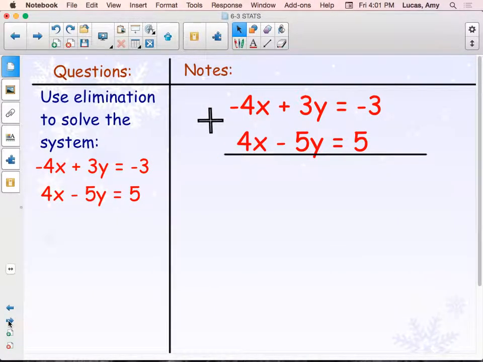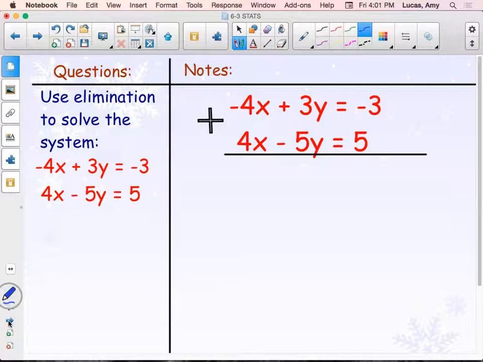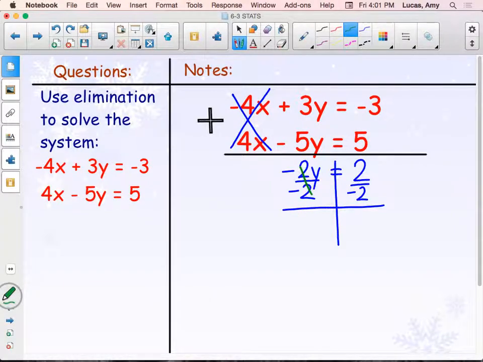Okay, my next system, if you look at the coefficients on the variables, the opposites this time are not on the y, they are on the x's. Negative 4x and positive 4x. Now I can add together the coefficients on my y's. 3 plus negative 5 would give me negative 2y equals negative 3 plus 5, positive 2. Divide both sides by negative 2, and y equals negative 1.